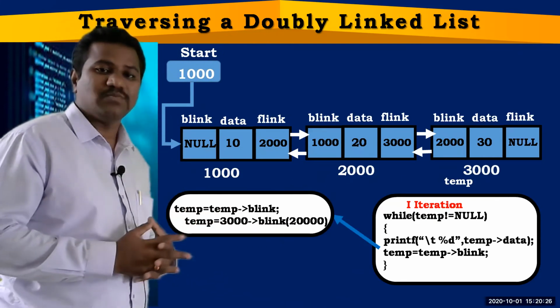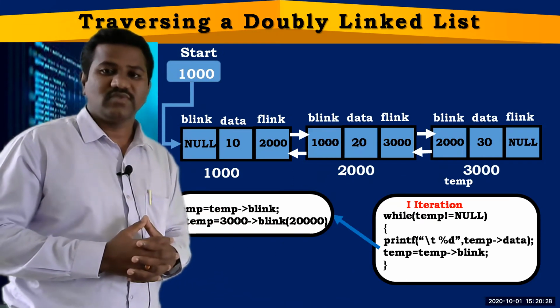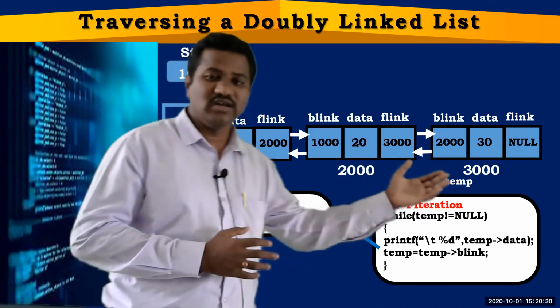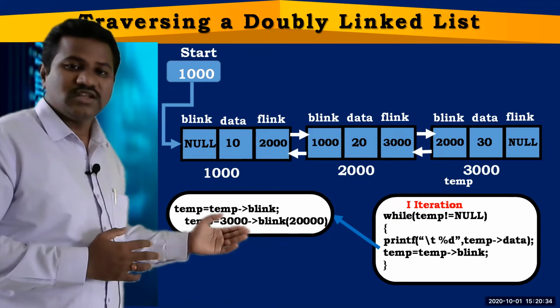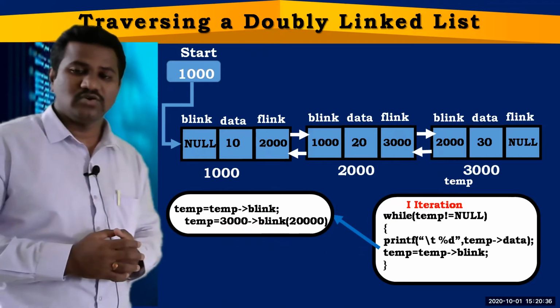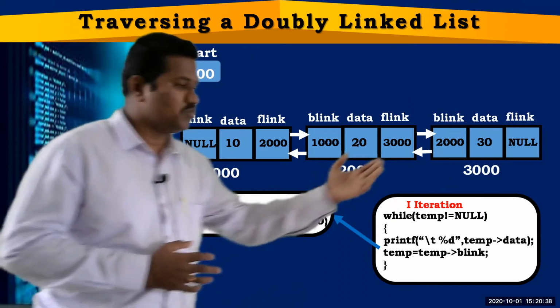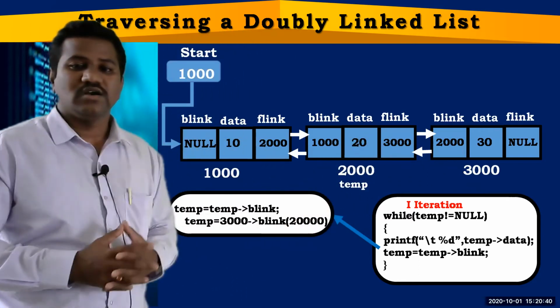Temp is assigned with temp arrow backward link. Temp means what here? 3000. Backward link means what? 2000. And 2000 is going to be stored in temp. So your temp moves from the 3000 node to the 2000 node.